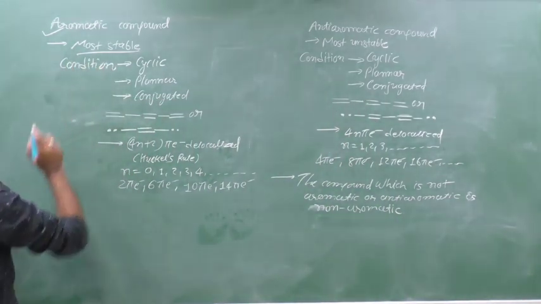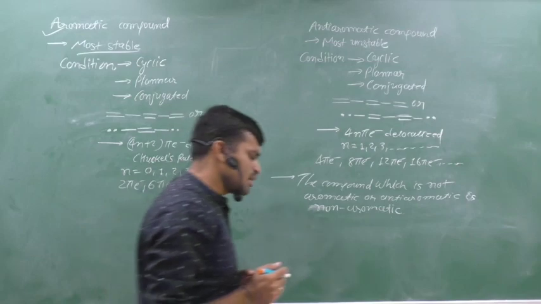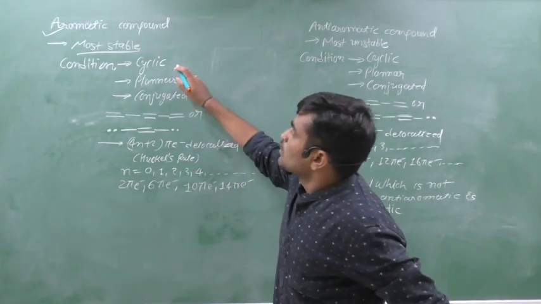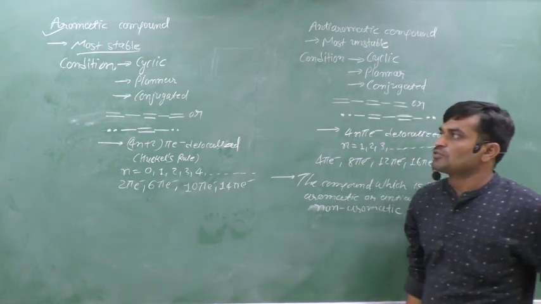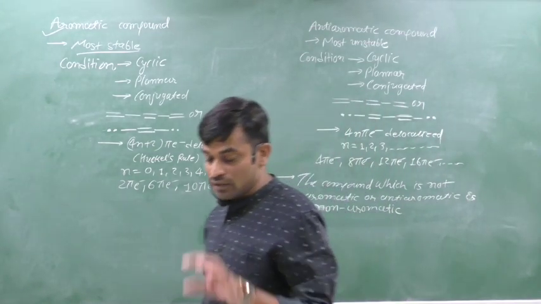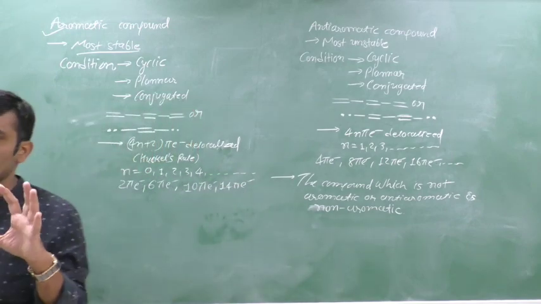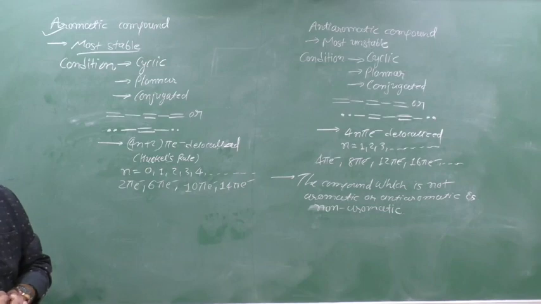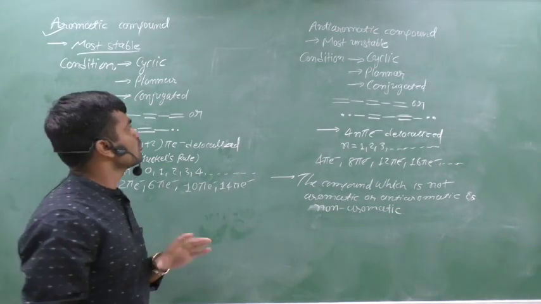And now we can think about what the conditions are to become aromatic. The first three conditions are that the compound should be cyclic, planar and conjugated.